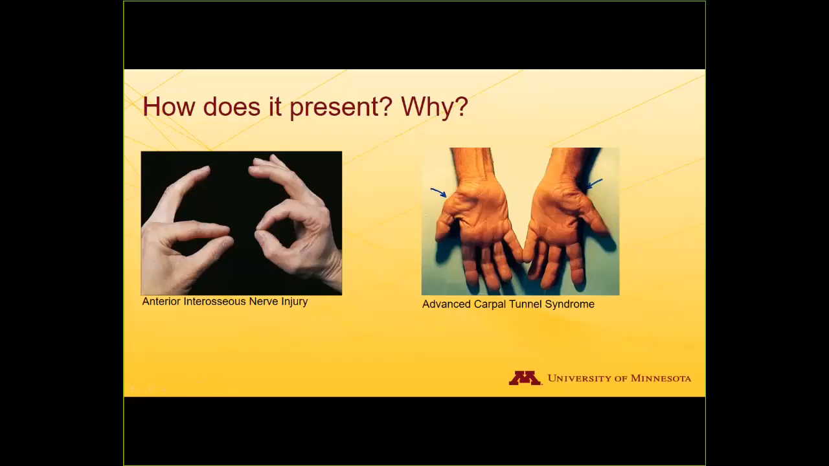But maybe they're able to partially form it because the muscles still are working, and then I would just compare it to the other side, and I would pull through to see how quickly it broke or how easily it broke. Conversely, though, on this side of the hand, this is a person with advanced carpal tunnel syndrome. What things do you notice about it?